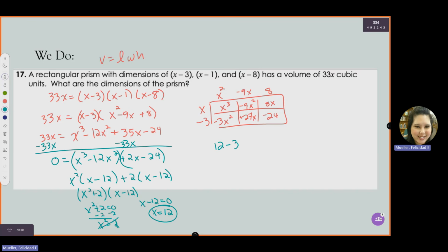12 minus 3 equals 9. 12 minus 1 equals 10. 12 minus 8 is 4. And I lied. 12 minus 1 is not 10. It is 11. So we're just going to add units here.